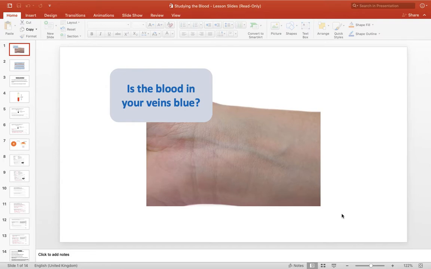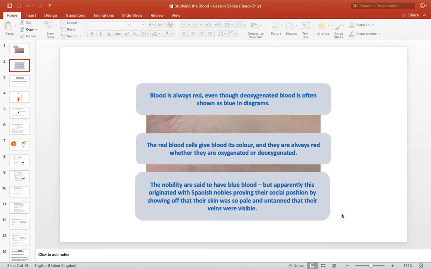So, regardless of what you thought about this starter, blood inside your veins, inside your blood vessels, is always red, even though deoxygenated blood is often shown as blue in diagrams. Oftentimes in diagrams you'll see that deoxygenated blood is shown as blue, while oxygenated blood is shown as red. This is not strictly the case. Blood is always red, okay? It's never blue. Blood inside us is always red.